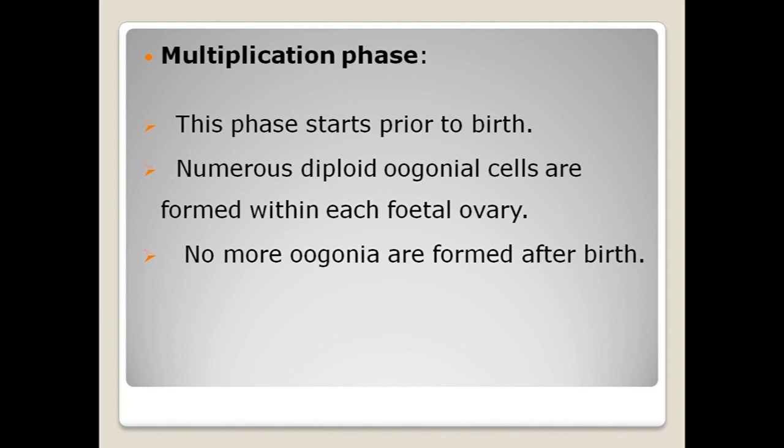First comes the multiplication phase. This phase starts prior to birth of a female baby. Numerous diploid oogonial cells are formed within each fetal ovary. No more oogonia are formed after birth.